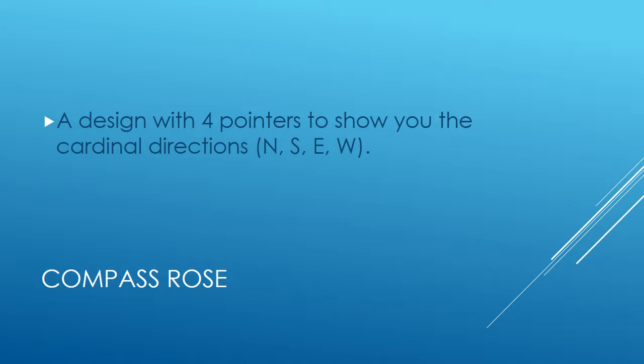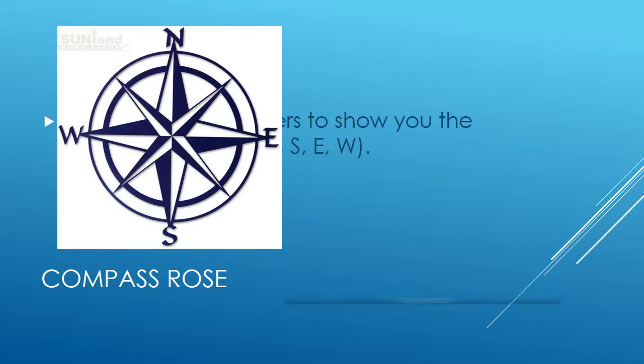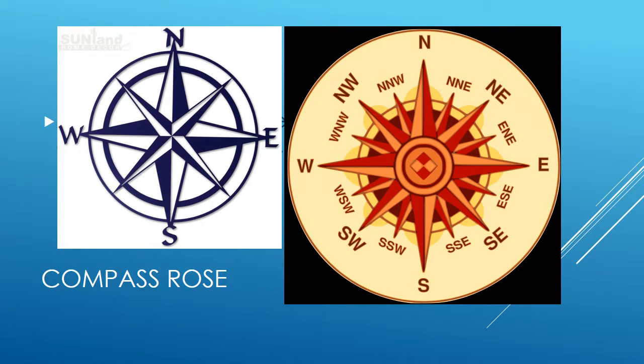Okay, our next word is compass rose. No, it's not a flower. It is a design with 4 pointers to show you the cardinal directions, north, south, east, and west. You should remember this from elementary school. And the one you see on the left is very simple, very basic. North, south, east, west. The one on the right is much more complex. It has the secondary directions, as well as more complicated ones like west-southwest. These are really good for weather when they're talking about wind direction, especially if you're navigating on the water, sailing. You probably need to know where the wind is coming from. And when you're doing weather reports, you'll see this a lot too.